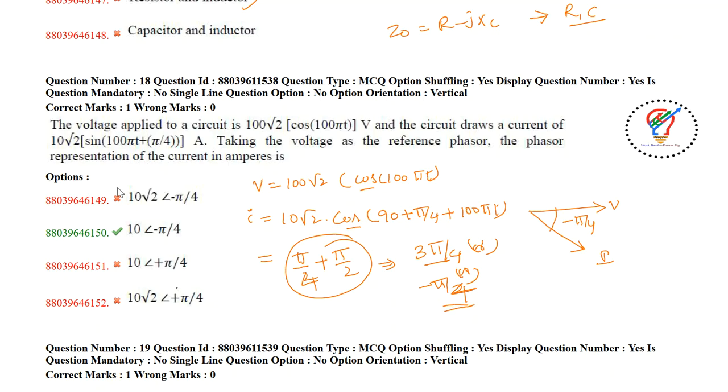Now you may ask, sir, why is it 10 root 2 here? In a phasor representation, we use VRMS or IRMS, where IRMS is equal to Im by root 2. So what is the maximum value here? 10 root 2 divided by root 2 is nothing but 10 amperes. So this is the phasor representation, the RMS value. IRMS is 10 amperes and the angle between them is minus pi by 4 here. So one more point you can observe here: in the phasor representation we represent the phasors with an RMS value. So this is the key point in this question.